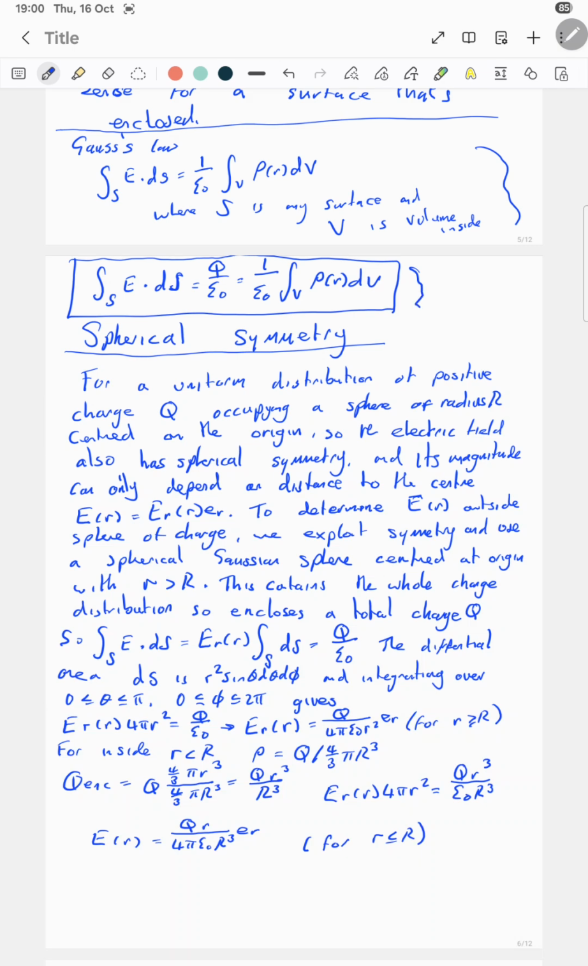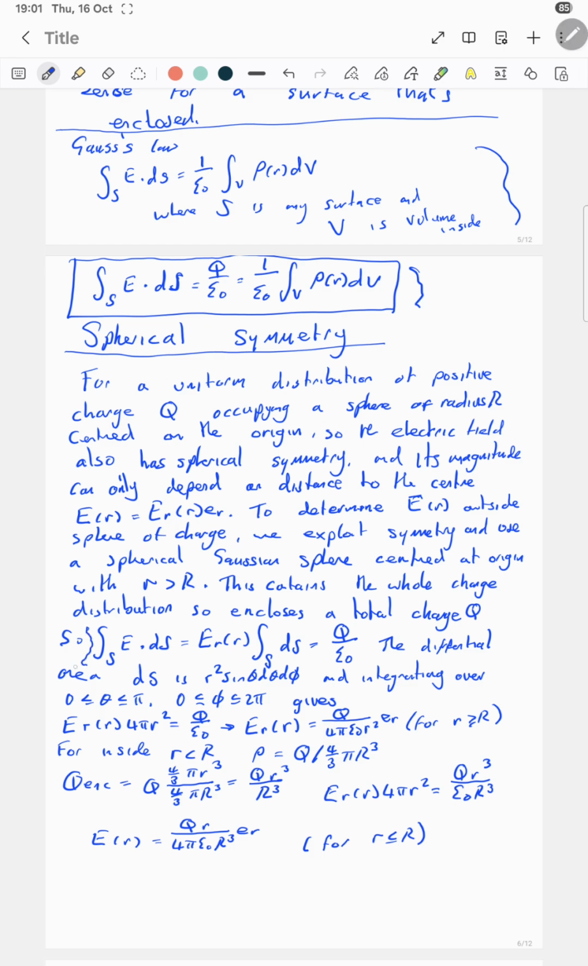Now, spherical symmetry. For a uniform distribution of positive charge Q occupying a sphere of radius R centered on the origin, the electric field also has spherical symmetry, and its magnitude can only depend on the distance to the center, E sub r. To determine E_r outside the sphere of charge, we exploit symmetry and use a spherical Gaussian surface centered at the origin where lowercase r is greater than uppercase R. This contains the whole charge distribution, so it encloses a total charge Q.